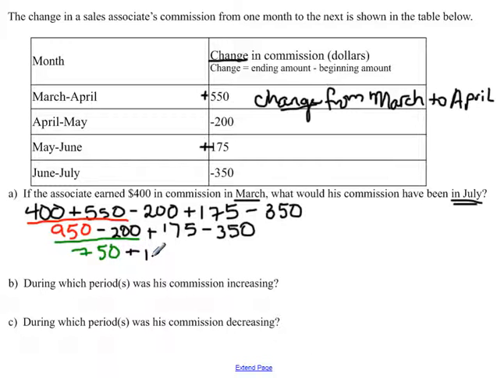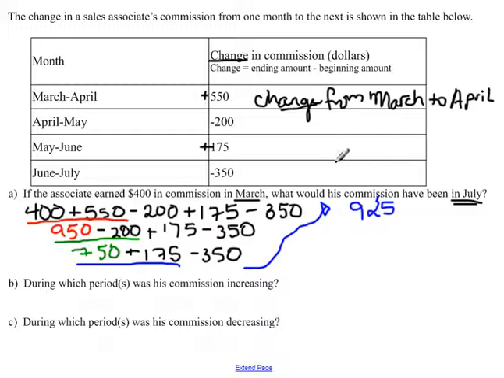Plus 175 minus 350. We're just going to keep working our way from left to right here, doing the first two numbers as we go. So now 750 plus 175, I'm going to bring that over here because I'm starting to run out of room. That's going to give us $925. But we still have to bring over that minus 350. That's the last part we have to do. That was a big drop there.